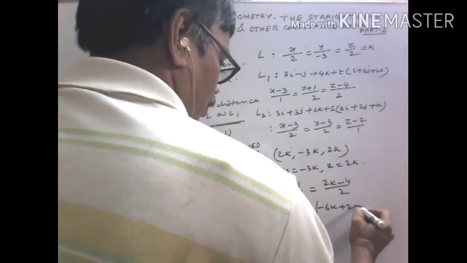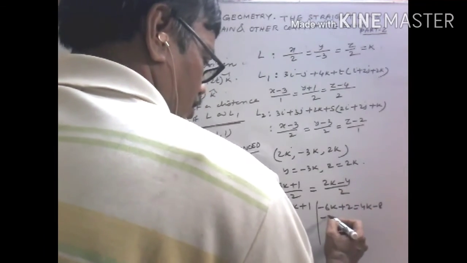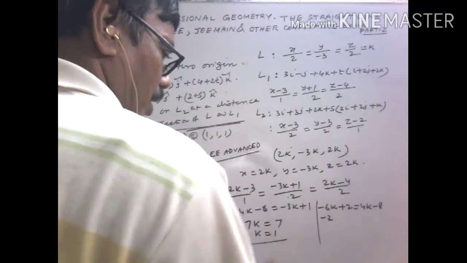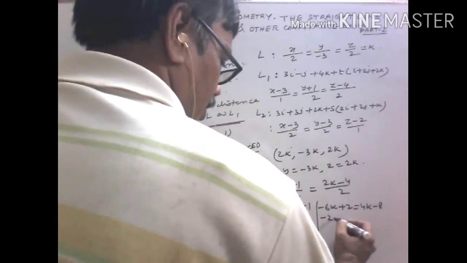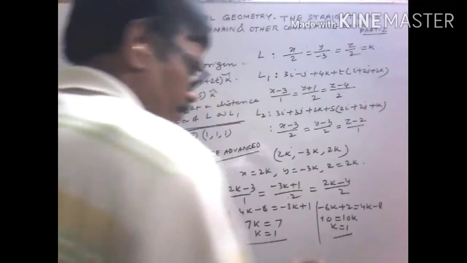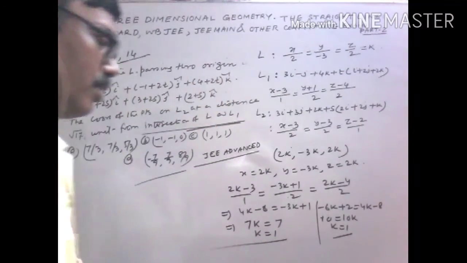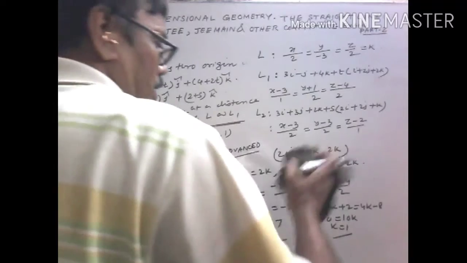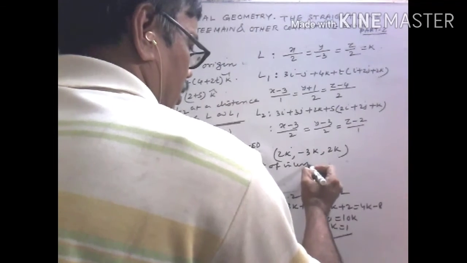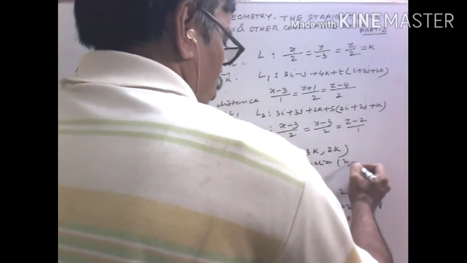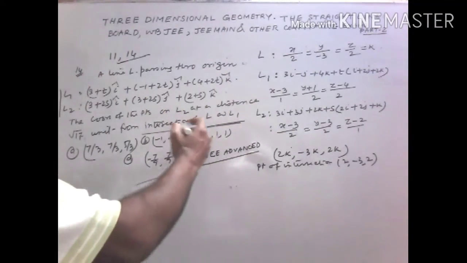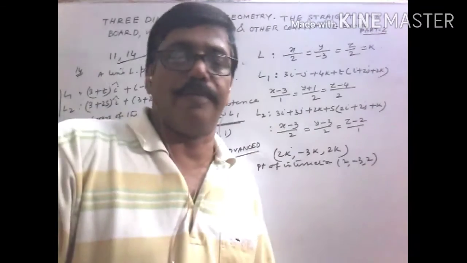And you look, we are getting the same for second and third. So minus 6K plus 2 equals 4K minus 8, so 10 equals 10K, so K equals 1. Therefore the two lines intersect, as we are getting the same K. What is the point of intersection? The point of intersection is 2, minus 3, 2. So this is the second phase of the problem.